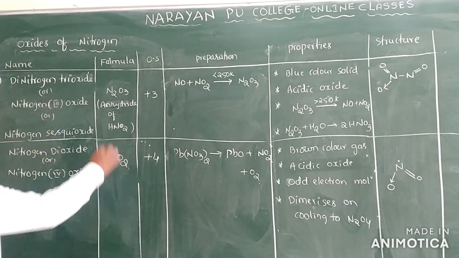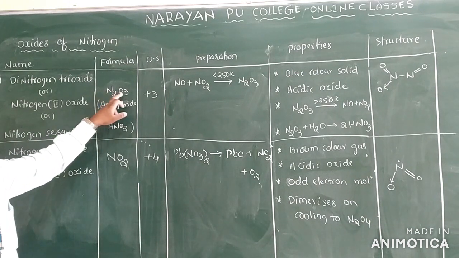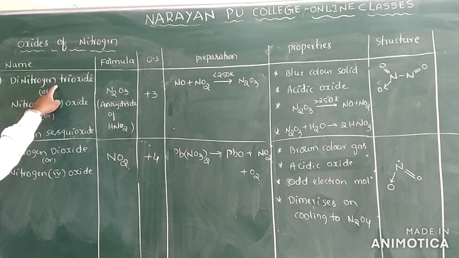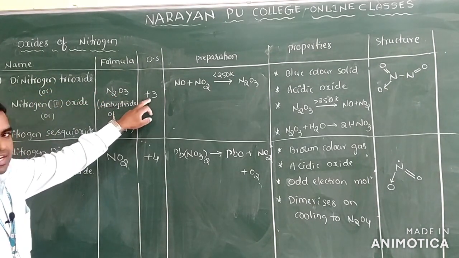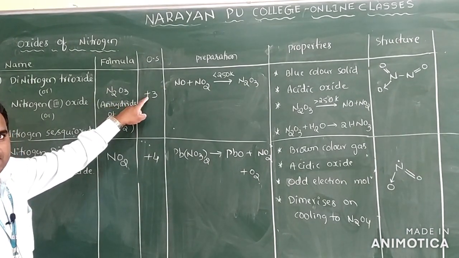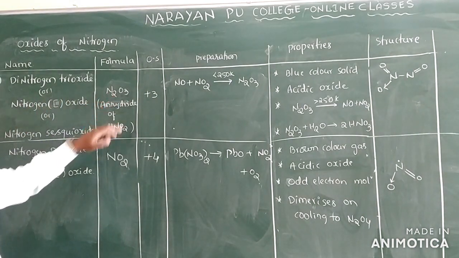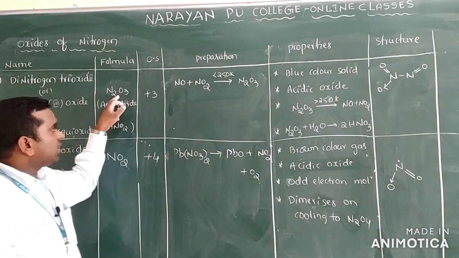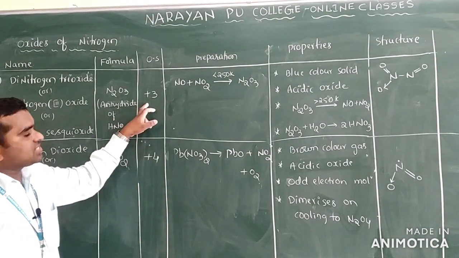The third oxide is N2O3, dinitrogen trioxide. That is the name. What is the oxidation number here? The oxidation number of nitrogen is +3. So it can also be called nitrogen trioxide or nitrogen sesquioxide. These are the three names of N2O3, with the +3 oxidation state.